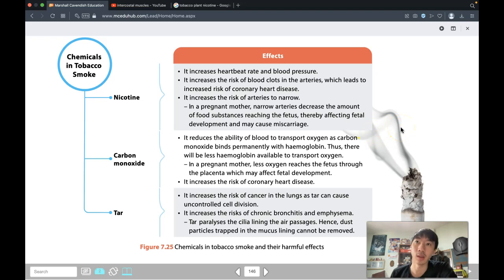Okay, so a mother is connected to the child by the umbilical cord, right? It's actually a big artery. Through the artery, food, nutrients, oxygen, everything is transported. You can imagine what happens if the artery is blocked or clogged up by the plaques, right? Then the baby will die.